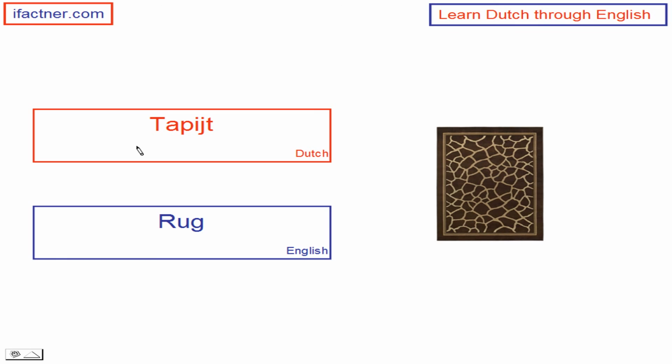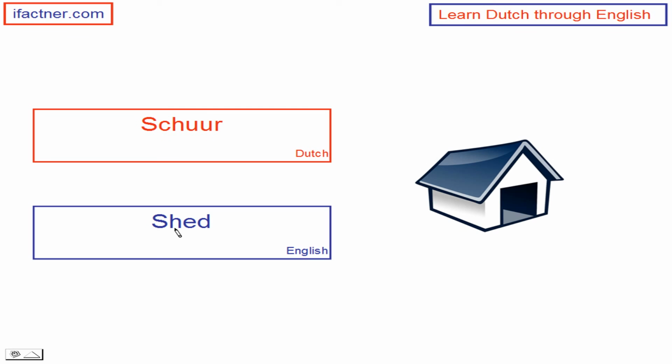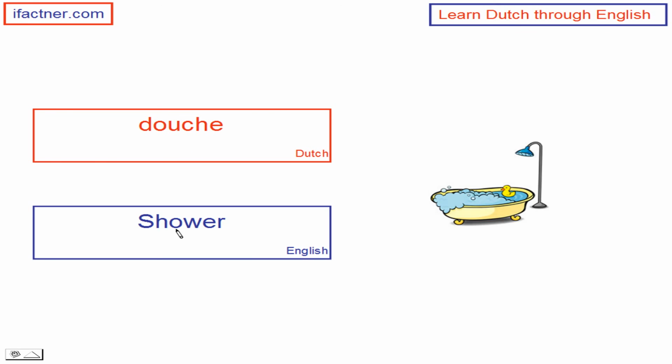Rug is tapijt, T-A-P-I-J-T, tapijt. Shed is schuur, S-C-H-U-U-R, schuur. Shower is douche, D-O-U-C-H-E, douche.